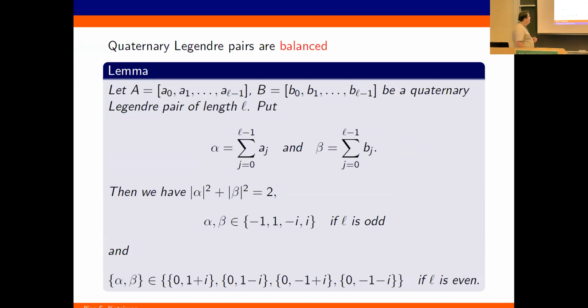So what does that mean? It means that if alpha is the sum of the elements in A and beta is the sum of the elements in B, then we have this property.